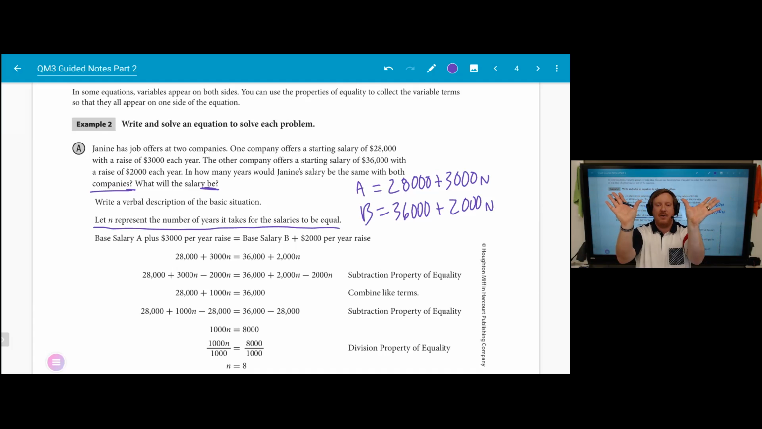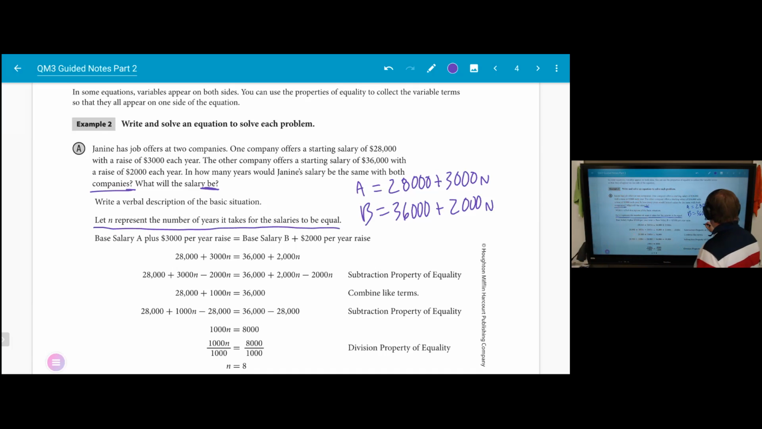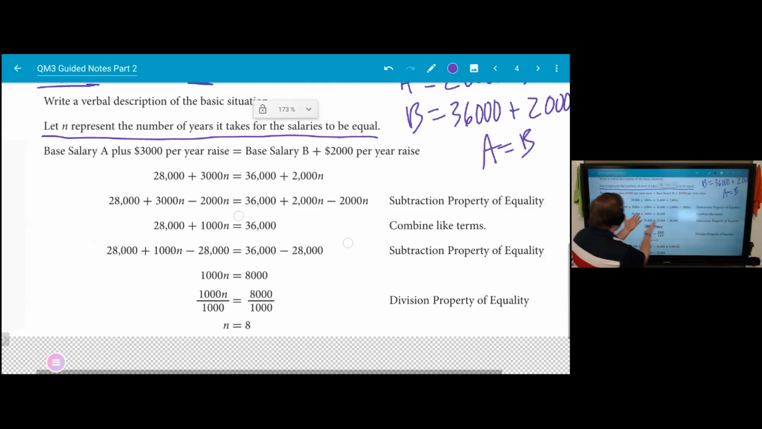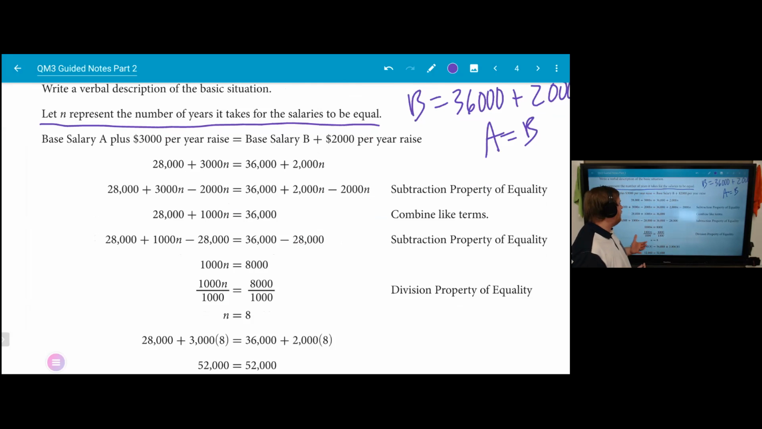And what I just said out loud is how you write this. When does A equal B? That's when 28,000 plus 3,000N equals 36,000 plus 2,000N. And that's how we do this. From here, we want to gather the like terms. They subtract 2,000N from both sides because you want the N's on one side and the number on the other so you can solve. If you subtract 2,000N, you get 28,000 plus 1,000N equals 36,000. And then you got to get rid of the 28,000.